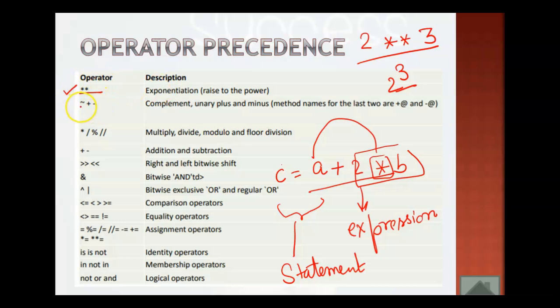Then we have the tilde operator, the complement, and the unary plus and minus. Unary operators work on a single operand. Operands are the variables which you are using along with the operators. Like here you can see we have A and B. So these two, A and B, are operands. We discussed these things in the previous video also. So if you want to check what an operand and the operators are and all that stuff, you can go through the previous video, session 4. I'll share the link in the description. You can just go through it.